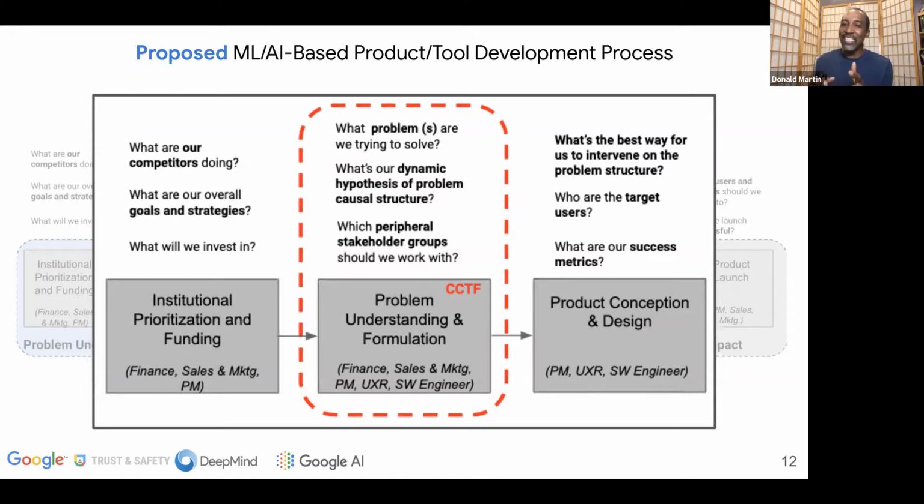We'll start to ask what's the best way for us to intervene on that problem structure, as opposed to saying we should use machine learning for this, or we should build a product with these features. We'll actually ask, is a product feature really the right way to intervene on this structure? Is machine learning really the right thing to use to intervene on this structure? Those are questions we want to ask very early on.